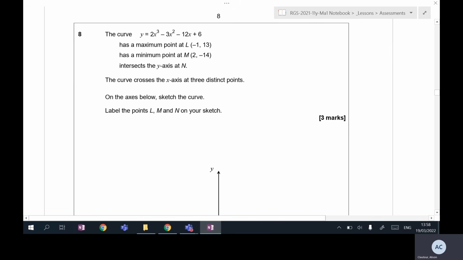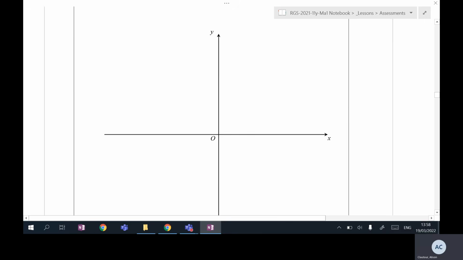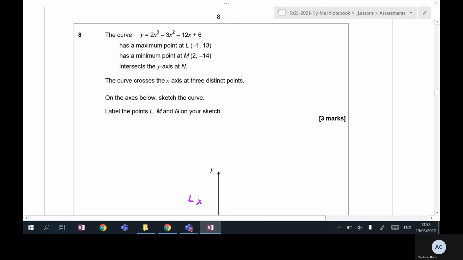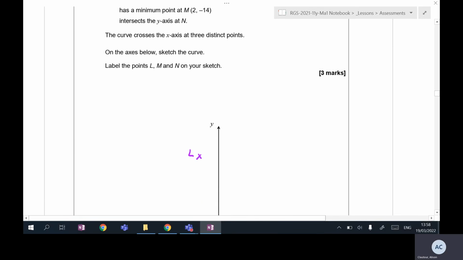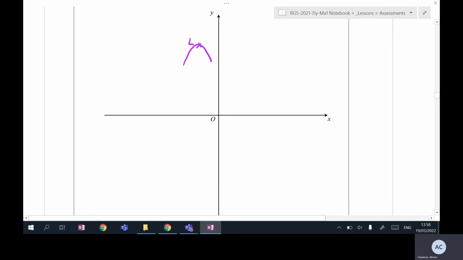So next one gives us a curve, gives us the maximum point, the minimum point. It intersects the y-axis at n, and the curve crosses the x-axis at 3 distinct points. So it's asking you to use that information to sketch the graph. Okay, so if we think about roughly where it is in the sketch, so minus 1, 13 is point L. So minus 1, 13 is going to be, let's say, here. So your maximum point is at L. So we know it's going to do that sort of shape. The minimum point is at 2, minus 14. So it's going to be 2, minus 14 somewhere down here.